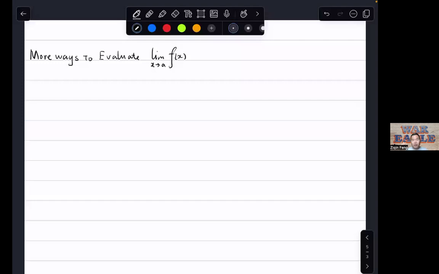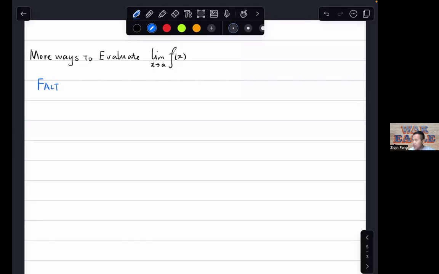If you have two functions that are always equal besides at the limit point A, the limit should be the same. This is a very natural, easy observation. We call this a fact.